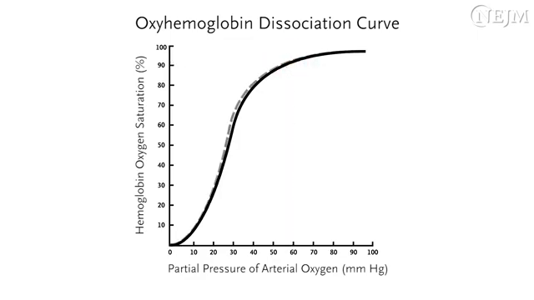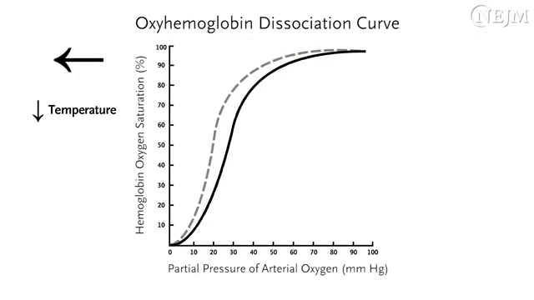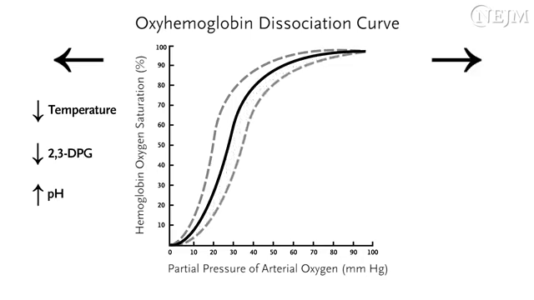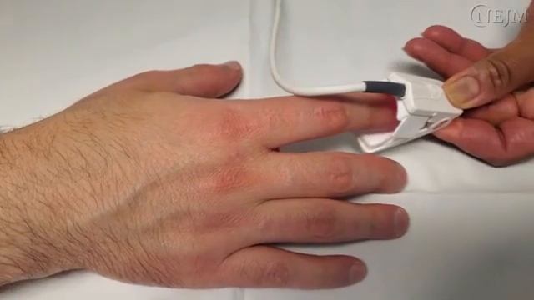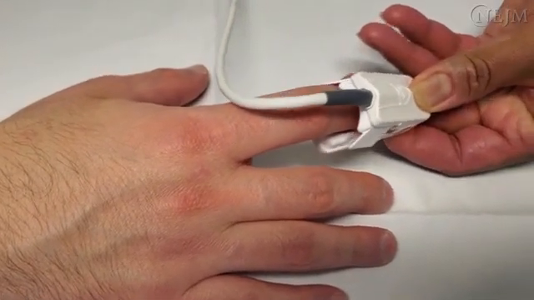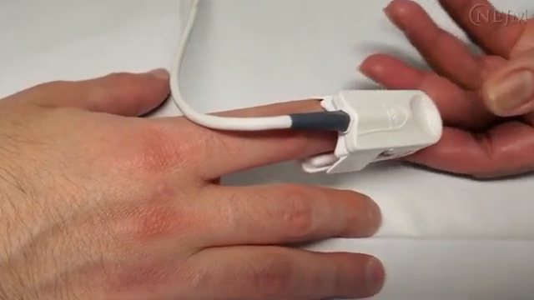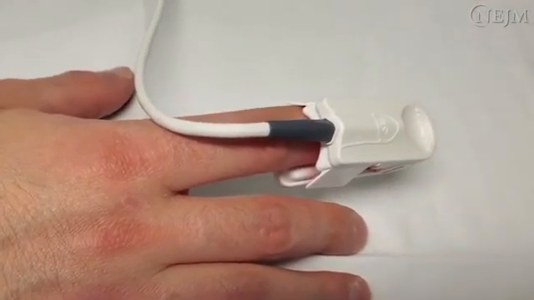Factors that shift the oxygen-hemoglobin dissociation curve to the left include a decrease in temperature, a decrease in 2,3-diphosphoglycerate, or 2,3-DPG, and alkalosis. Factors that shift the oxygen-hemoglobin dissociation curve to the right include an increase in temperature, an increase in 2,3-DPG, and acidosis. Pulse oximetry is particularly useful to monitor the hemoglobin oxygen saturation and is indicated in all clinical settings in which hypoxemia may occur.